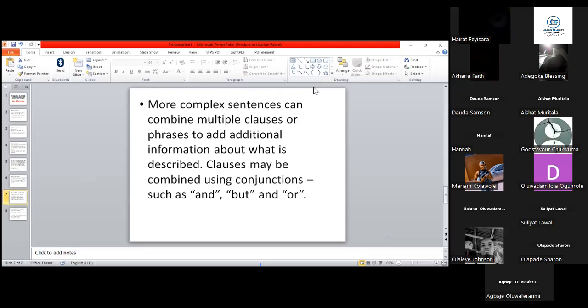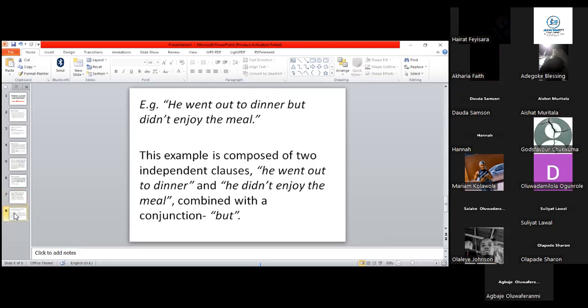So when you're trying to bring all this together, what we are trying to say is that when you join phrases together, you form a clause. You bring clauses together, you form a sentence. That is the whole idea of this. So lastly, for this class, you can look at it. We said: he went out to dinner, but didn't enjoy the meal.